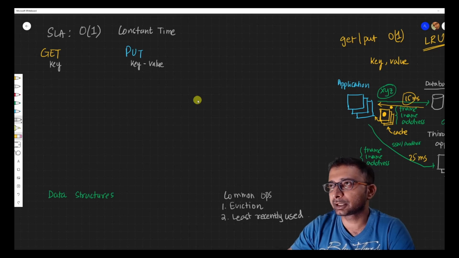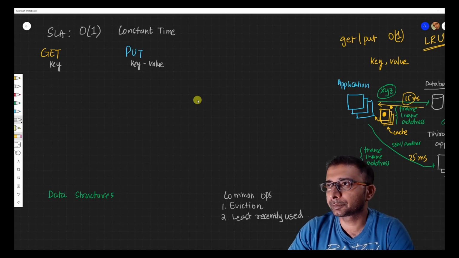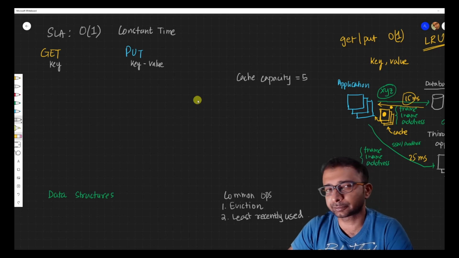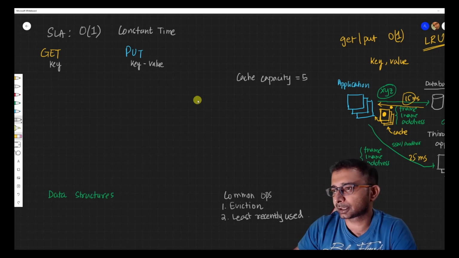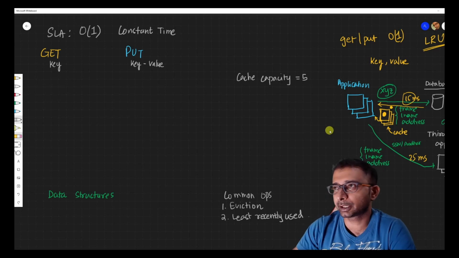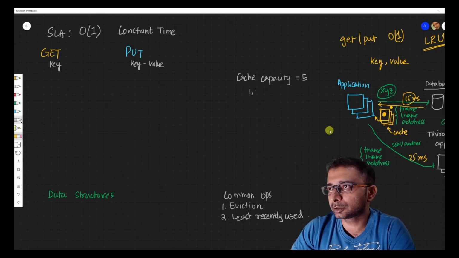So when we say eviction, we have something called our cache size, or capacity, and we need to evict after that. So let's say the number is 5, just for the simplicity of understanding. And also we have to take care of the least recently used item, right? So let's say I have 1, 2, 3, 4, and 5.